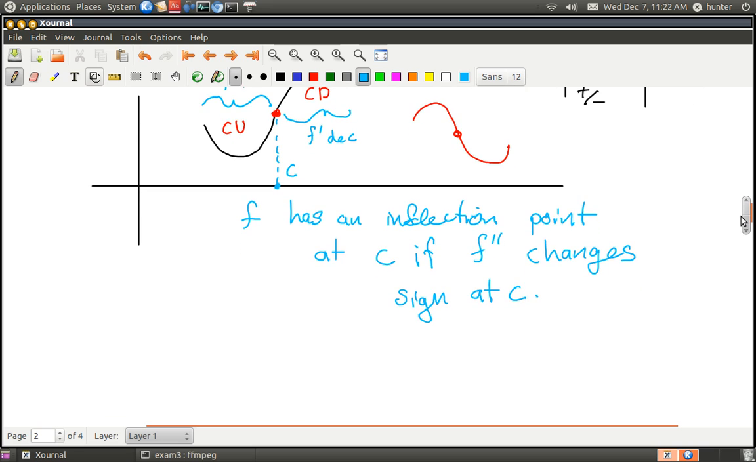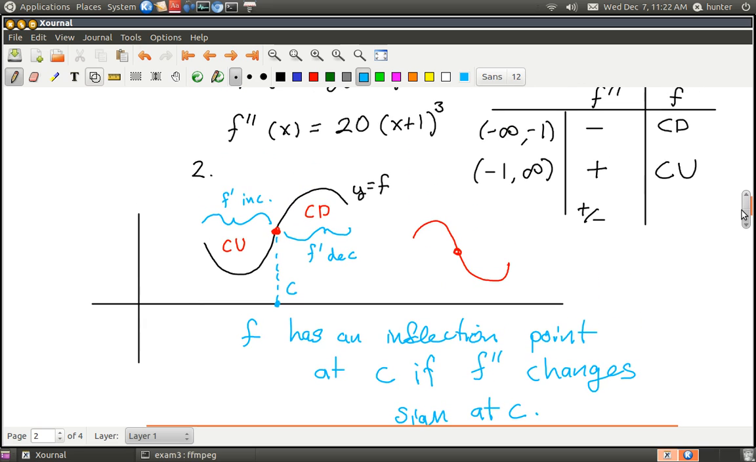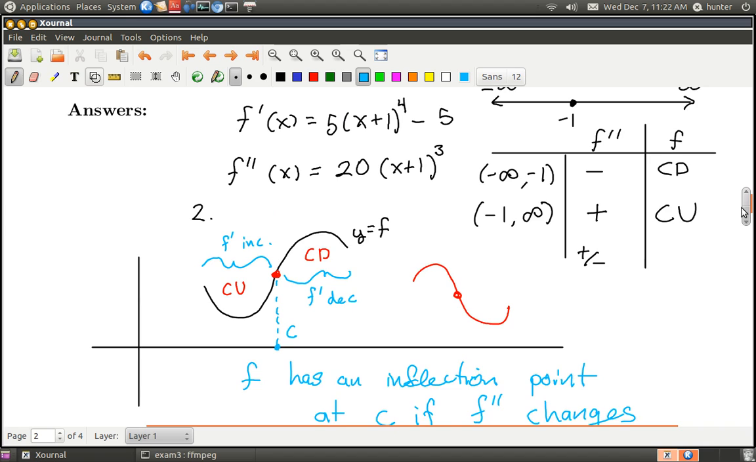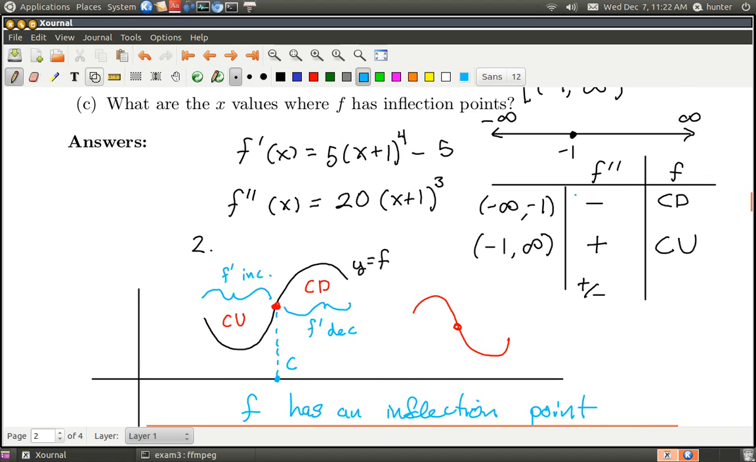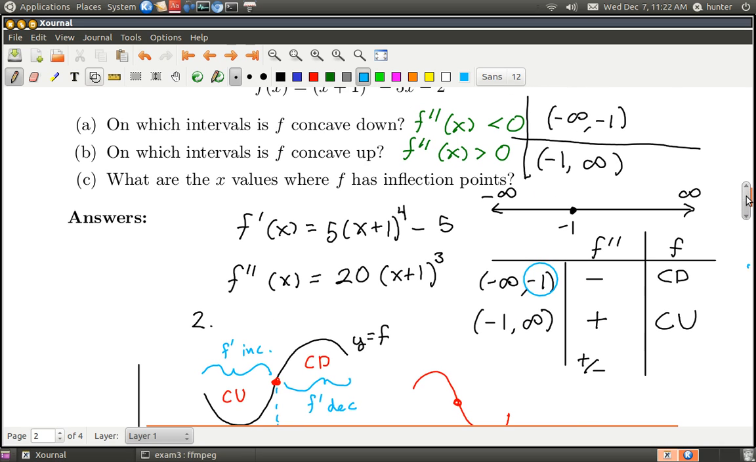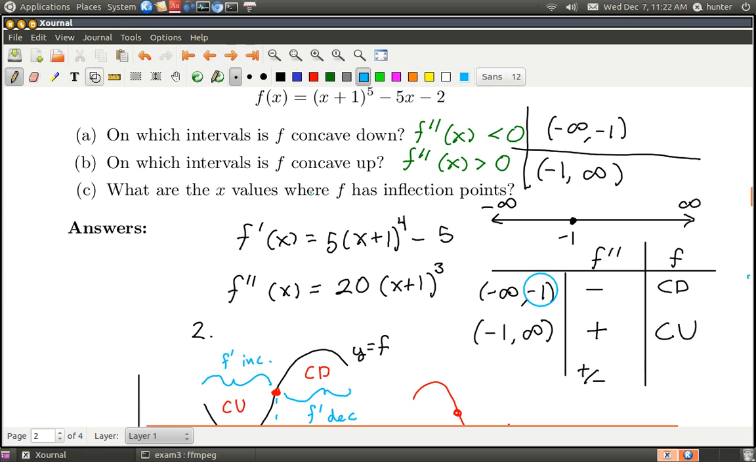And you probably just want to strangle me, right? Because the answer is totally obvious. There's only one place where this function has an inflection point, because there's only one place where the second derivative changes sign. And you can see that it's right here at x equals -1. F double prime changes sign from positive to negative. So this function has only one inflection point, and the x value where it occurs is x equals -1. And that's the end of the question.